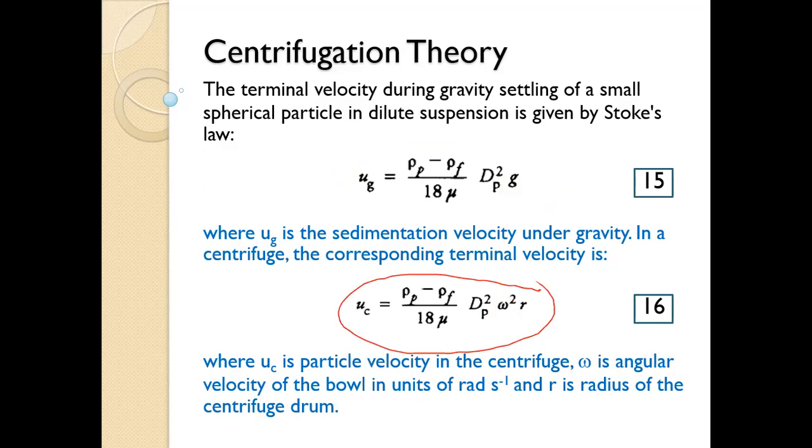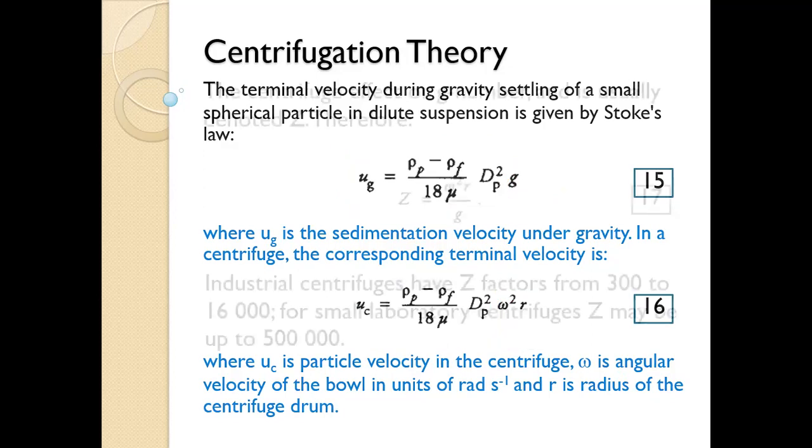UC is the particle velocity in the centrifuge. But for the particle settling due to gravity, everything is the same except this term. This is gravity; for the centrifuge, it is omega. R is the radius of the centrifuge.